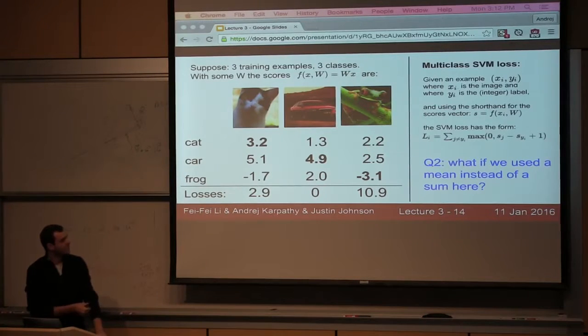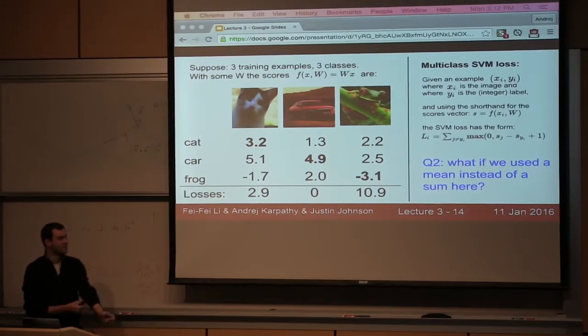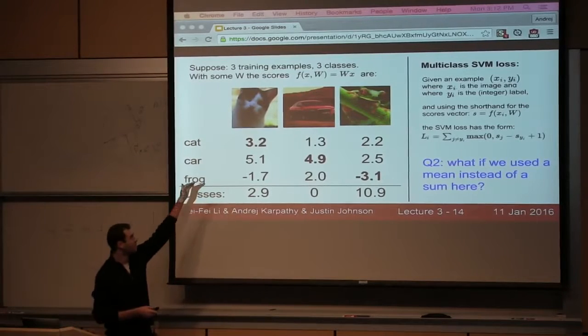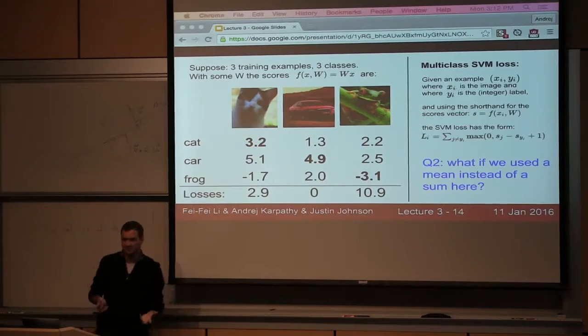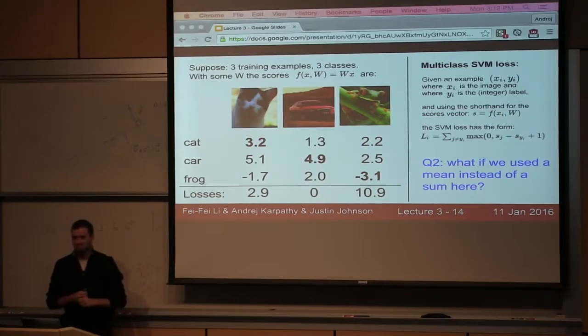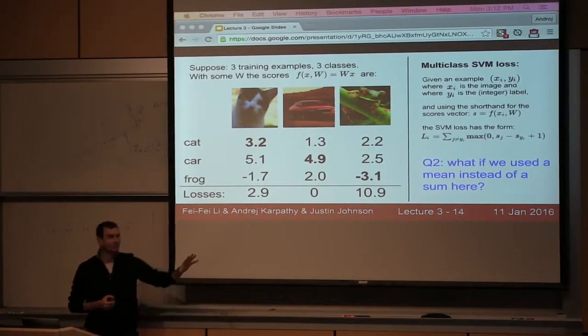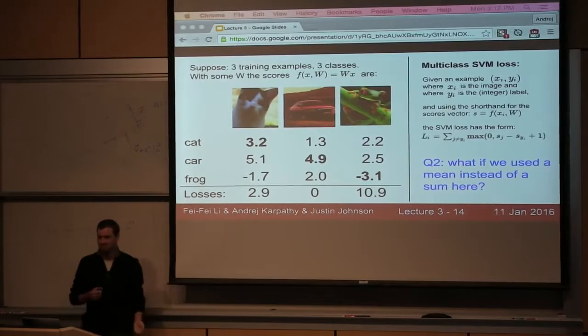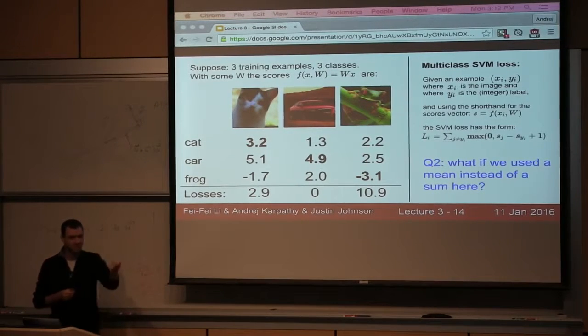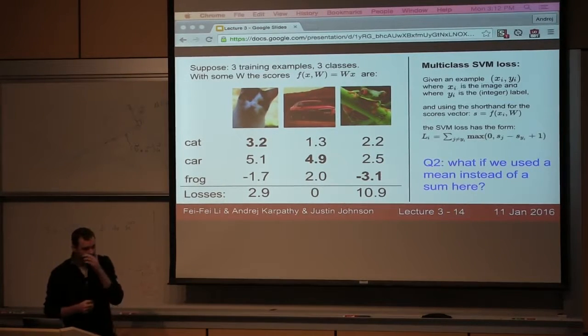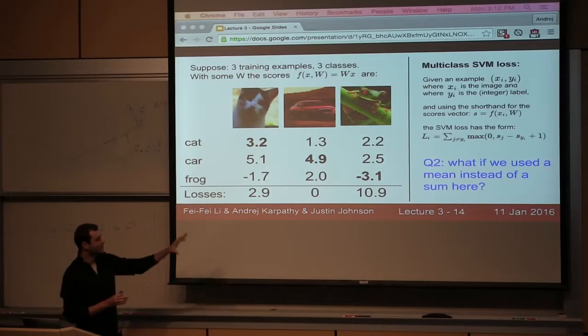Second, what if we used a mean instead of a sum, right? So I'm summing up over all these constraints. What if I used a mean? Just like I'm using the mean to average over all the losses for all the examples, what if I used the mean over the score constraints? Go ahead. If you have too many classes, that would sort of dilute the loss, possibly. So you're saying if there were too many classes, that would dilute the loss.